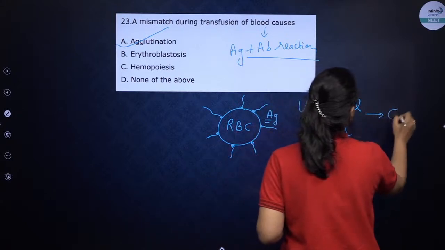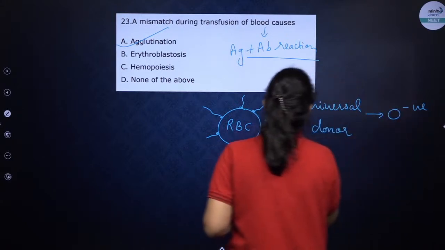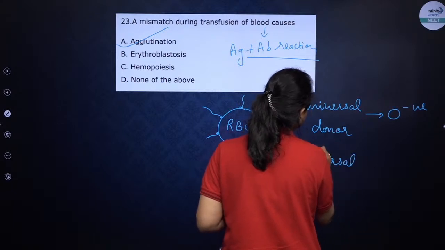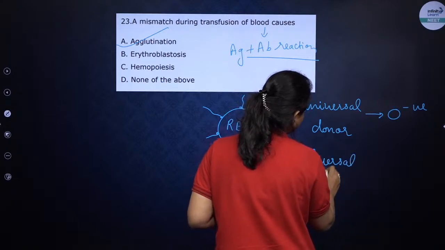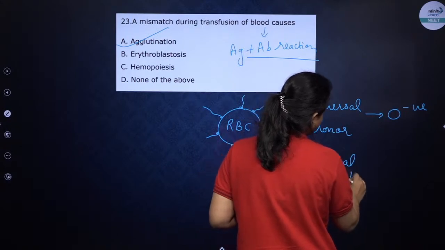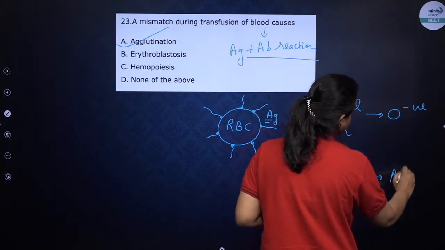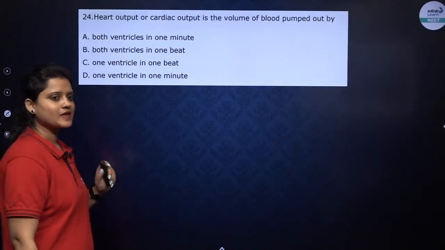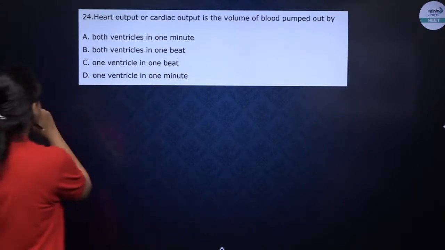Universal donor is O negative, and universal recipient is AB blood group. So correct option for this question will be A. Chalo, now let's move on to our next question.